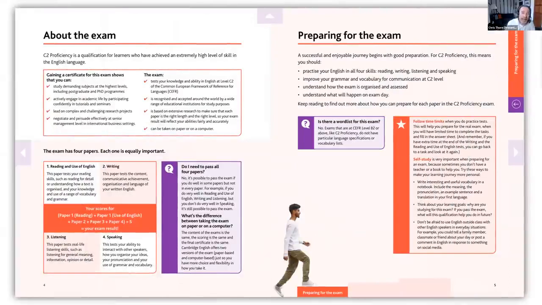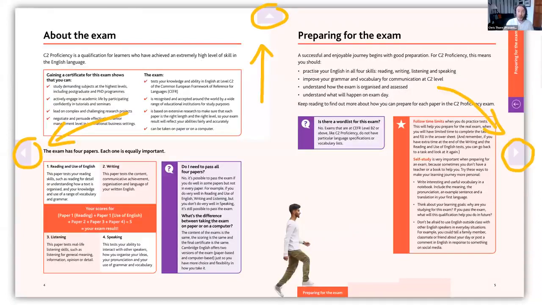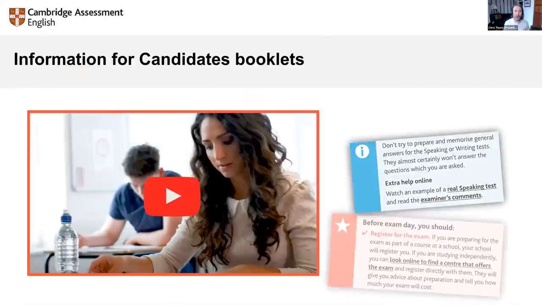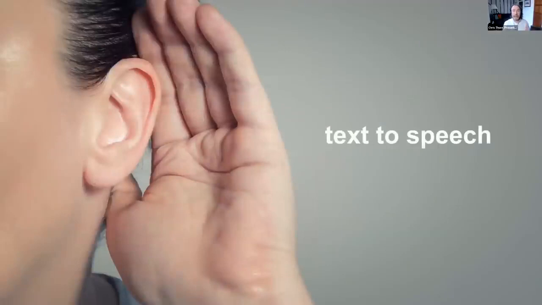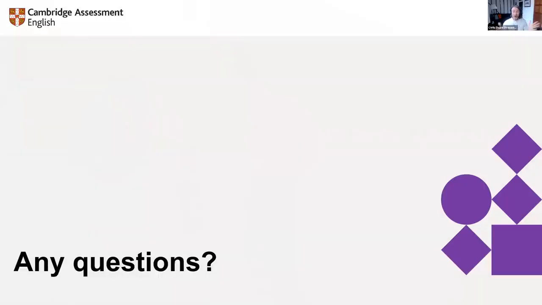There's a section at the end which provides lots of information about the exam. If you do use this yourself, I'd recommend using the online version on screen because that means you can use all these navigation tools. Depending on the browser you use, you may also be able to use text-to-speech functionality, meaning learners can hear as well as read sections of the booklet. So that's everything that I wanted to show you today and walk you through.